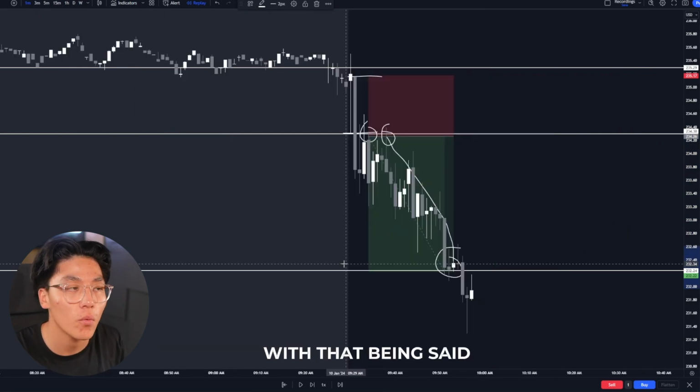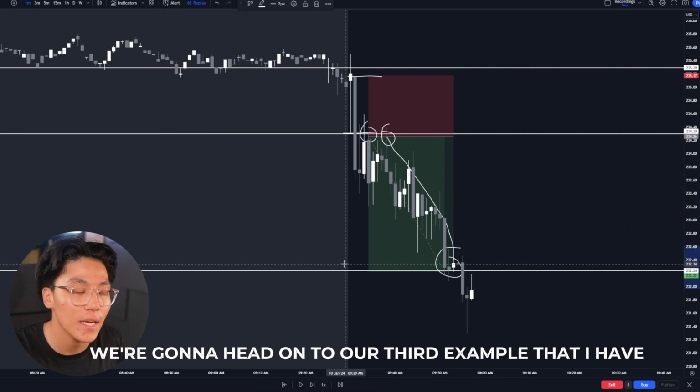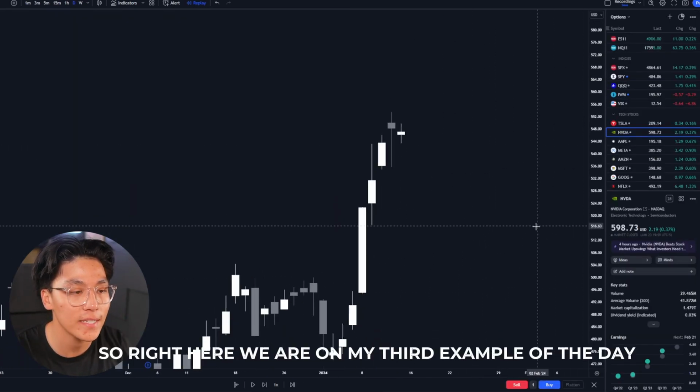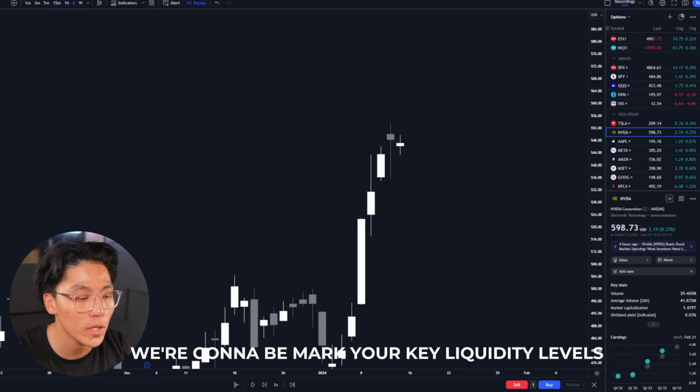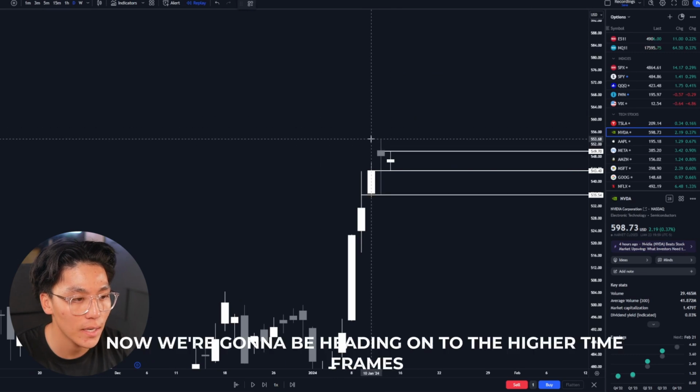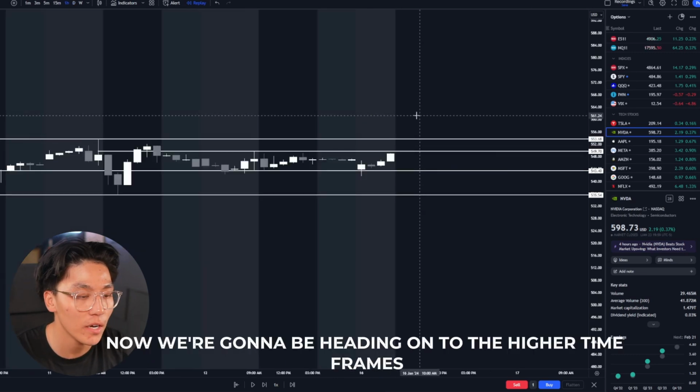With that being said, we're going to head on to our third example that I have for us today. So right here, we are on my third example of the day. And of course, we're going to be marking out key liquidity levels, previous day highs, previous day lows. Now we're going to be heading on to the higher time frames as always.